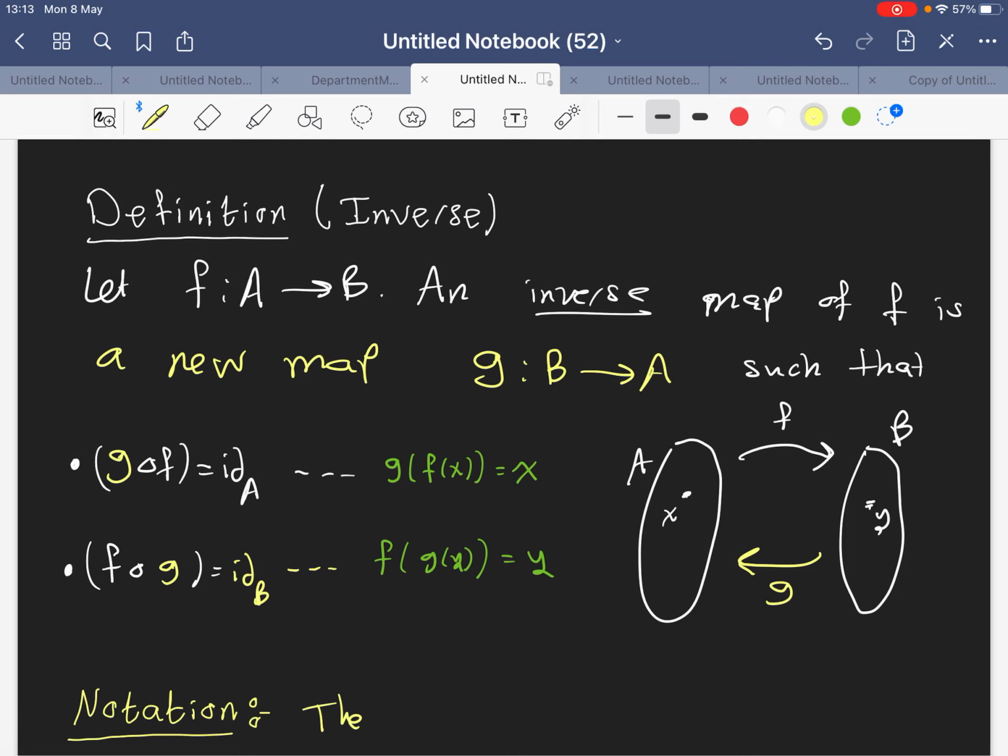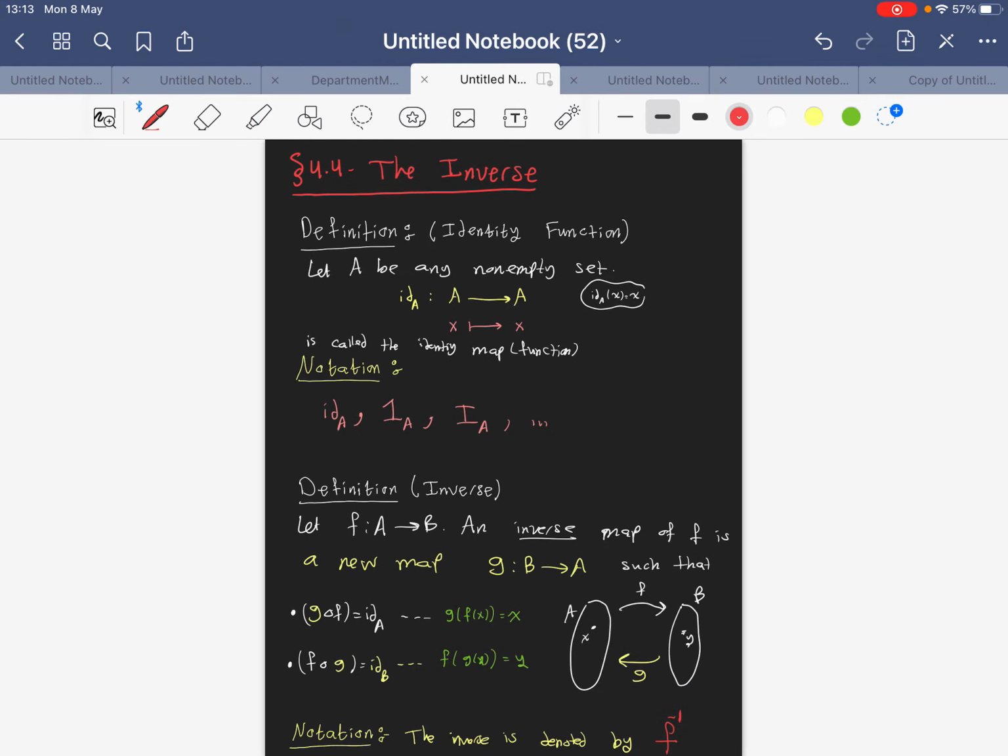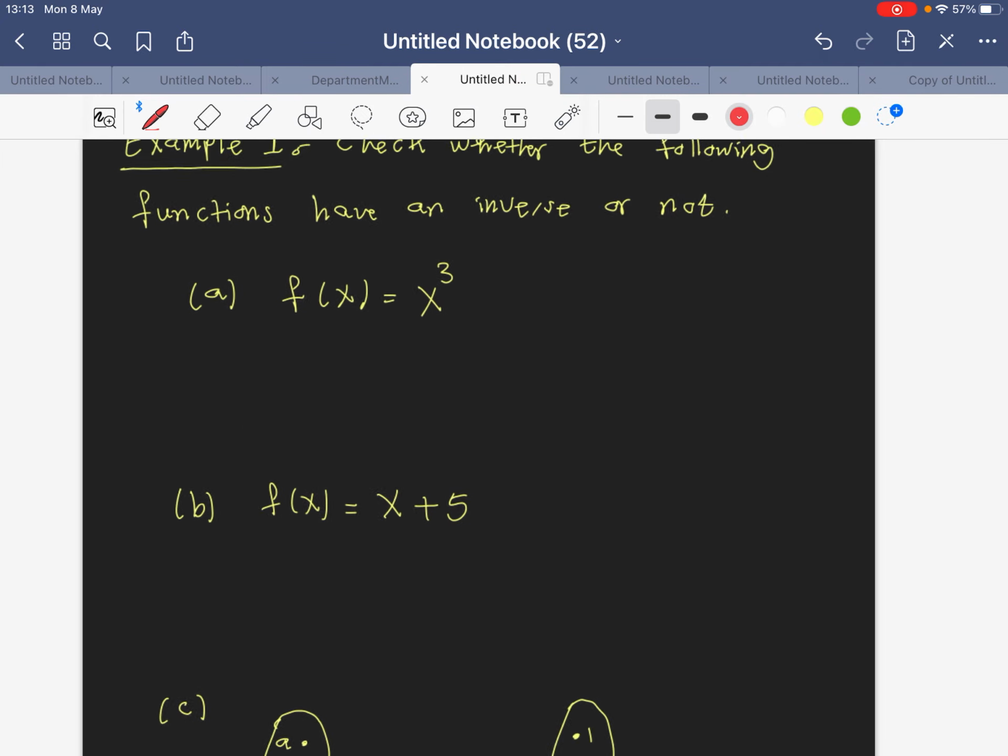And as a notation, the inverse is usually written as f to the power of -1. Of course, this doesn't mean it is 1 over f. This means this is g. This is a new function, a function by itself. Okay, so please just keep those things. We have learned the identity function and the inverse mapping here. Let's go and see some examples.